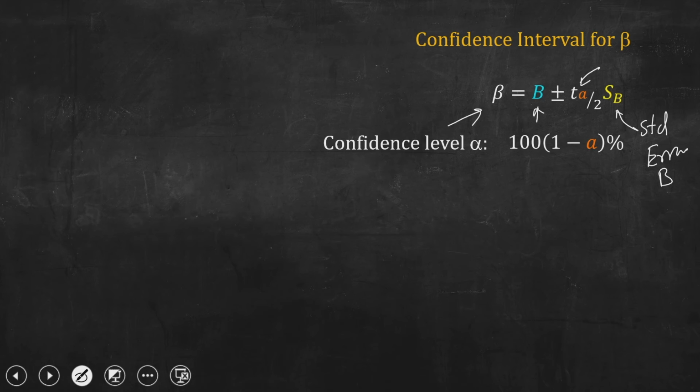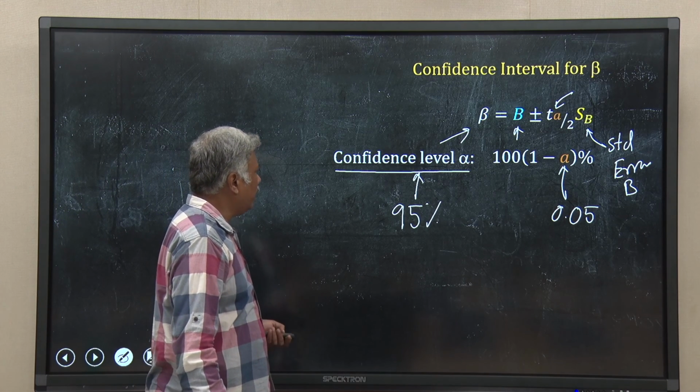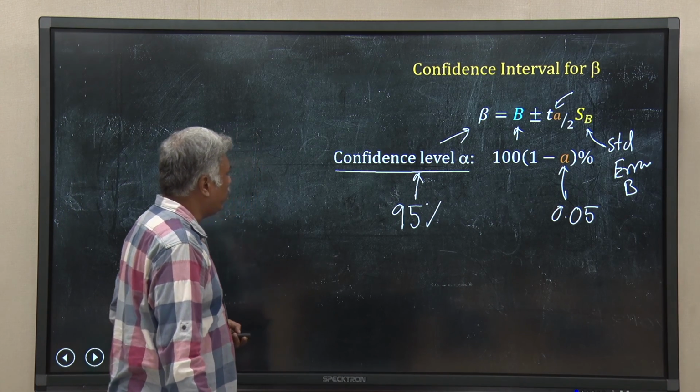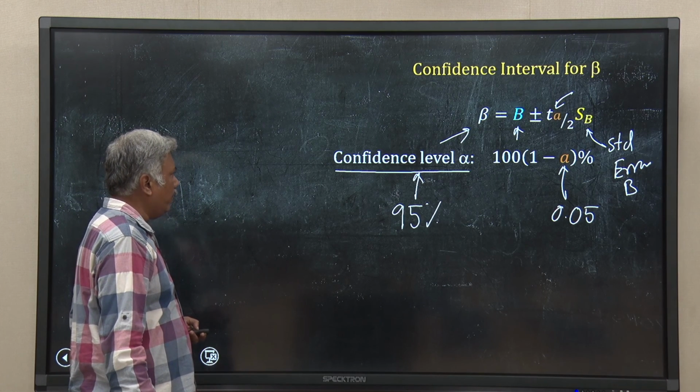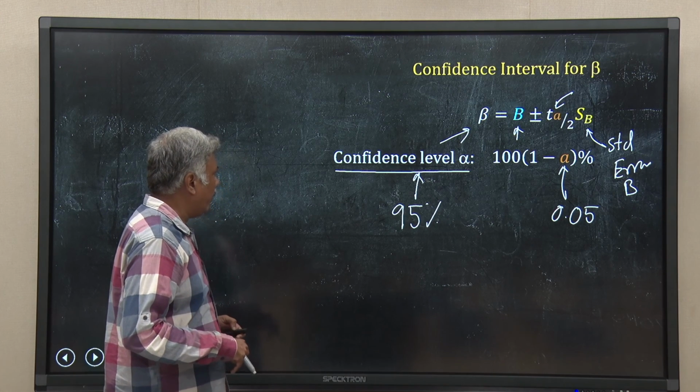What is A? Remember, you have a confidence level. So, you may have said I want a 95% confidence level that beta will lie between this range. In that case, 95% equals 100 into 1 minus A, so A will turn out to be 0.05. Using the t distribution, we calculate t of A by 2 and then multiply that with S b, the standard error of b, and then we have the b term, the value of b we calculated by regression.